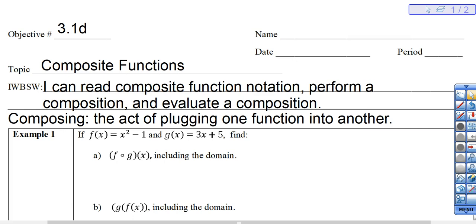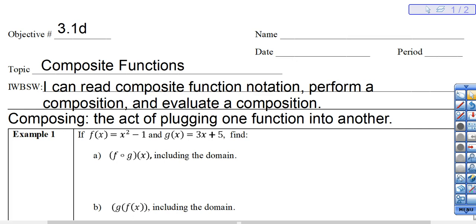So your objective: you will be successful when you can read the composite function notation, perform a composition, and evaluate a composition. So composing, what does that mean? We're not talking about writing a paper or writing some music. We're talking about composing some math. It's really beautiful when you graph it, but it doesn't really sound beautiful. When you're composing, it's just the act of plugging one function into another.